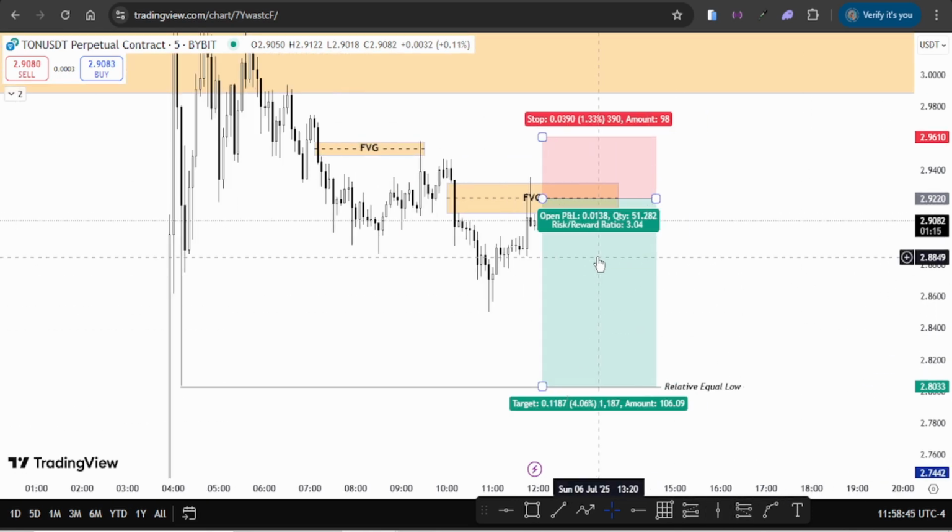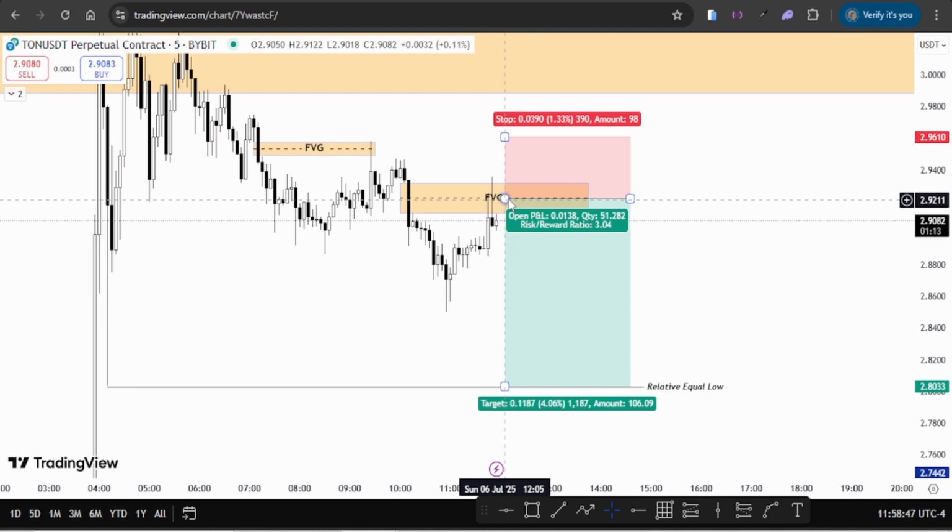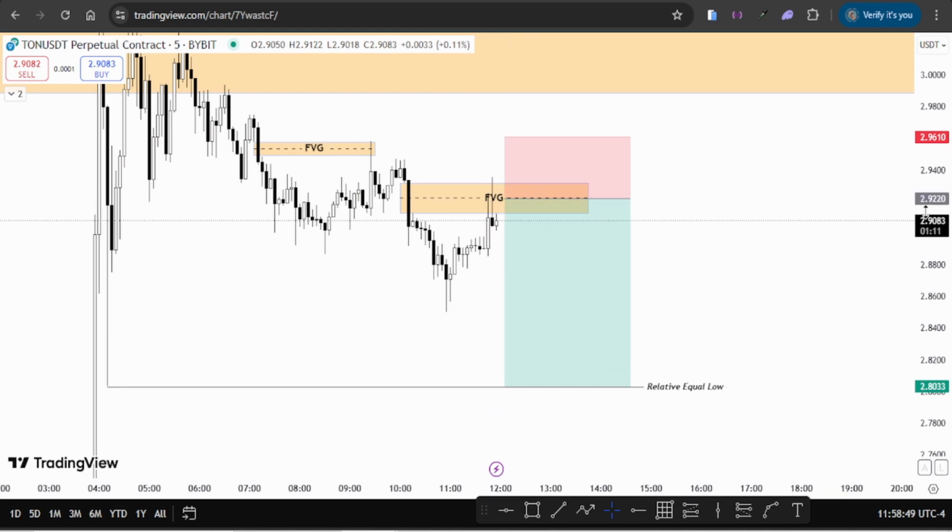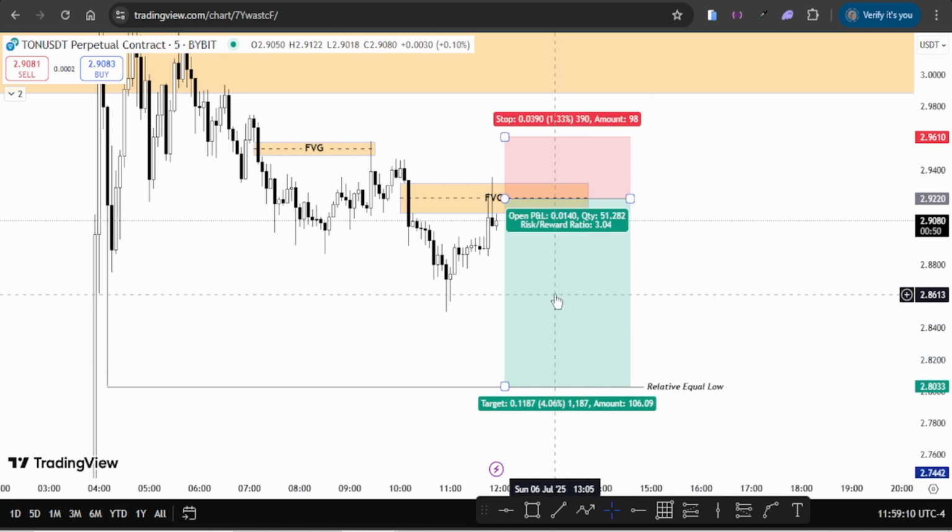So I brought out my short position tool, and I placed my entry at 2.9220 and my stop loss at 2.961, and then my take profit at this sweet relative equal low of 2.8033. All right, so when I was done, I double clicked on my short position tool.